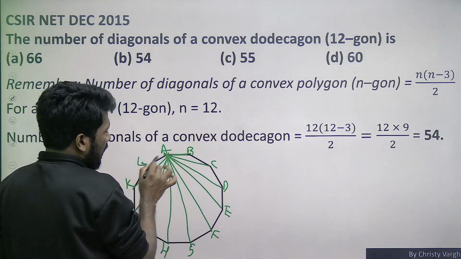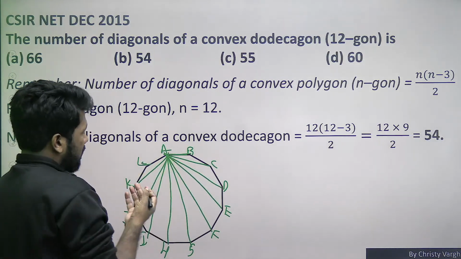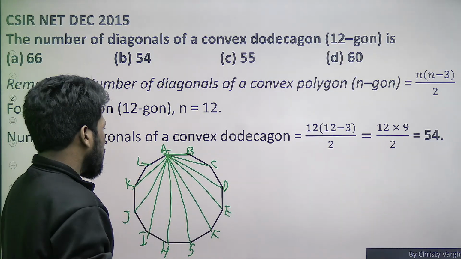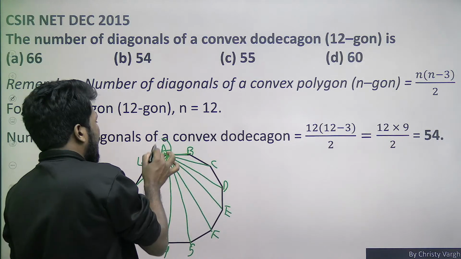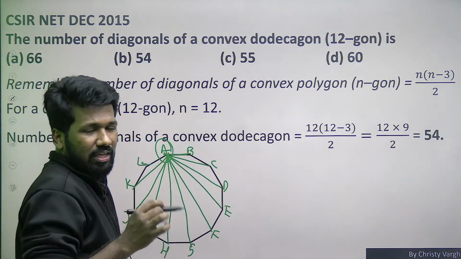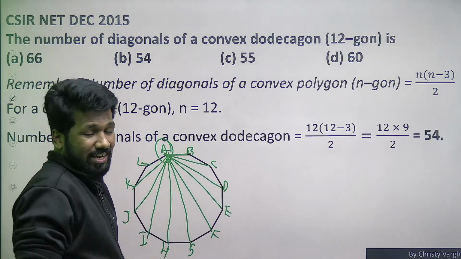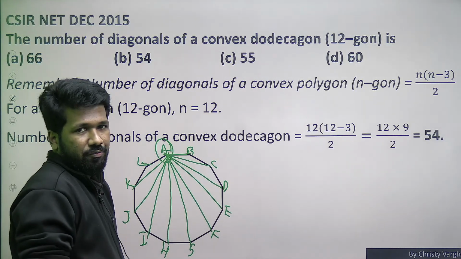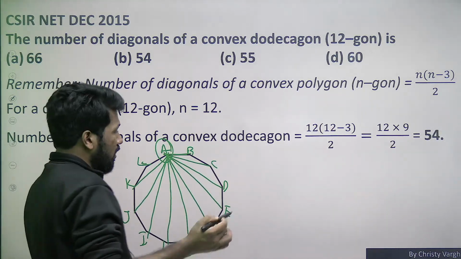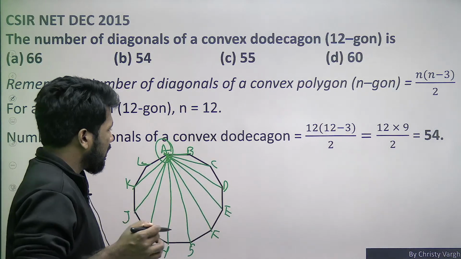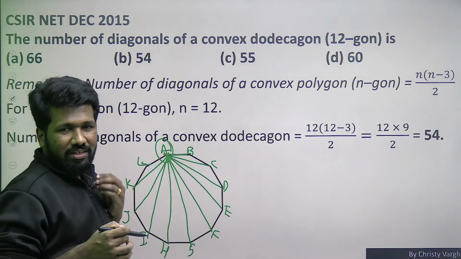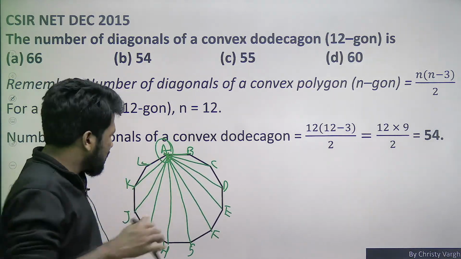Again, A to L B is not a diagonal, because that is also a side. So if you consider any random vertex for a 12-sided polygon, how many diagonals will be there? 9 only. Why 9? From A, how many diagonals are possible?